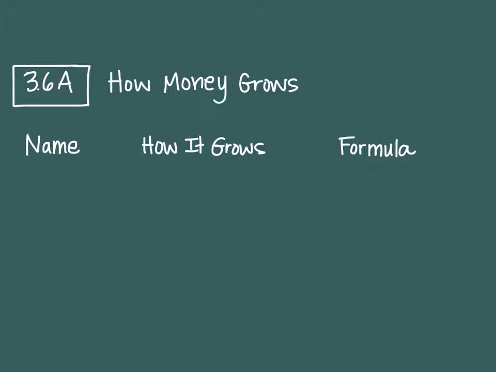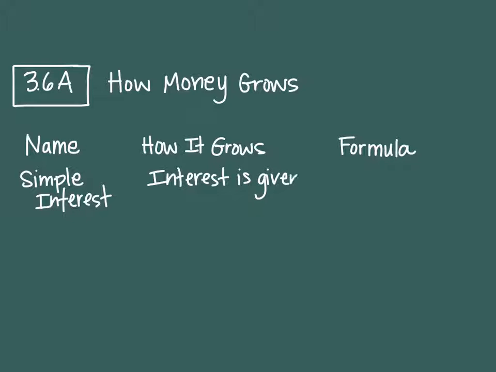The first way money grows is by what's called simple interest. This is the most basic form of money growing. It grows once a year. You put money in, and at the end of the year, you get your interest back. Interest is given once, at the end. It's a one-time transaction. You put your money in once, you get your money back once at the end. That's what makes it simple.